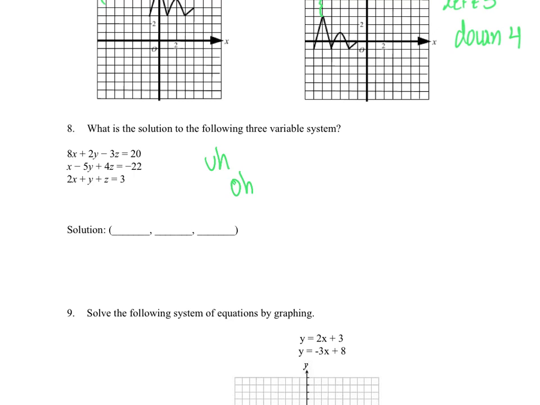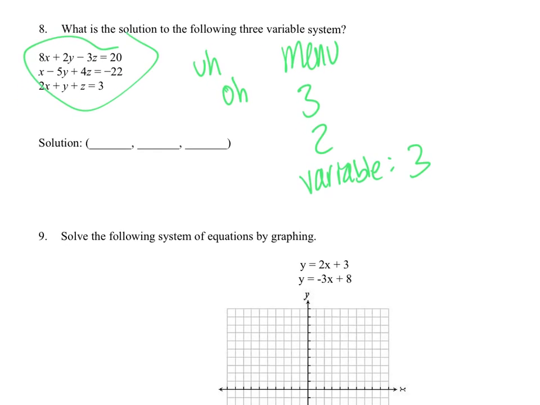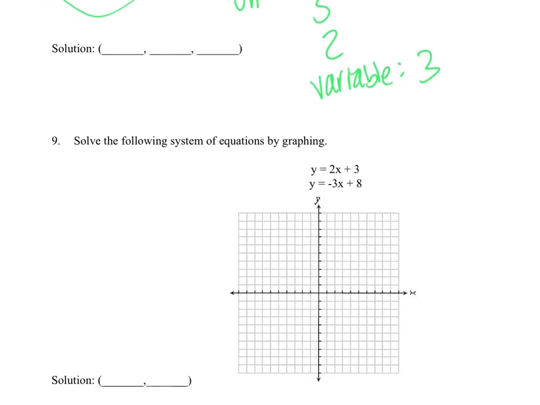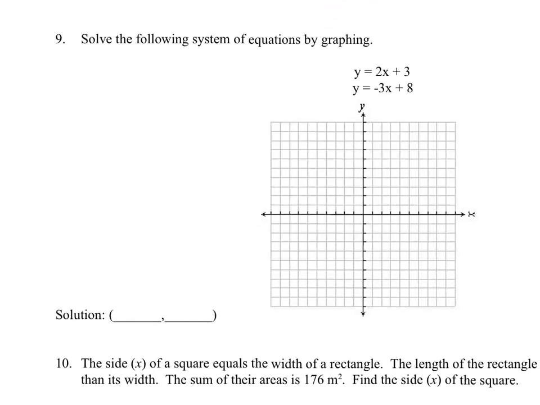Okay, so you just do menu 3, 2, I think, and then you change the variable to 3 variables, and then you just plug this exact thing in, and you'll get the answer. I'll have that answer in class. I can just do it really quick, but I don't have the graphing calculator, so you could do it by hand, but I'm not going to do that because that would take forever.